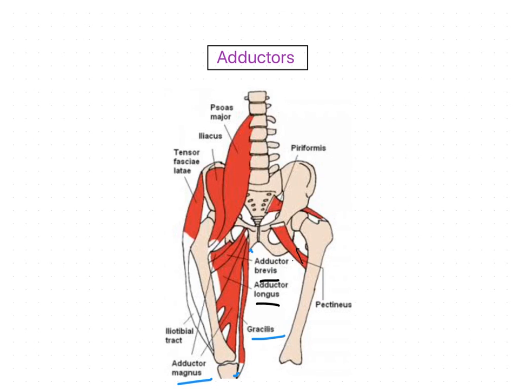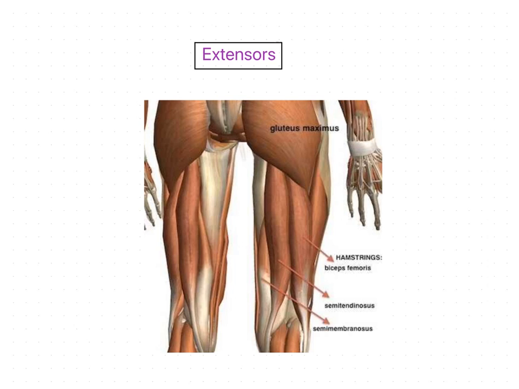Now we will move on to the extensors. In the extensors, the one joint gluteus maximus muscle and the two joint hamstring muscle group are the primary hip joint extensors. That means gluteus maximus and the hamstrings are the primary hip joint extensors.